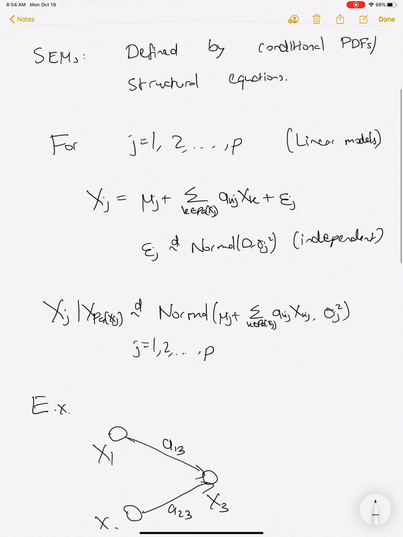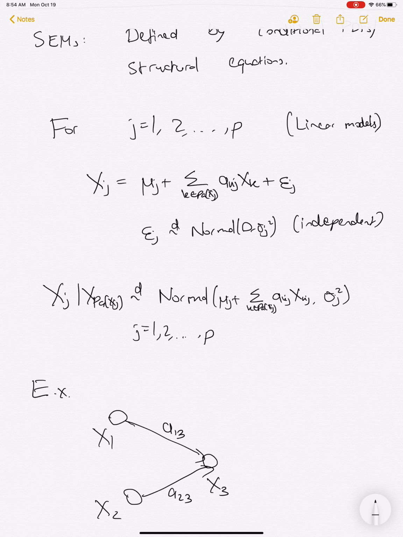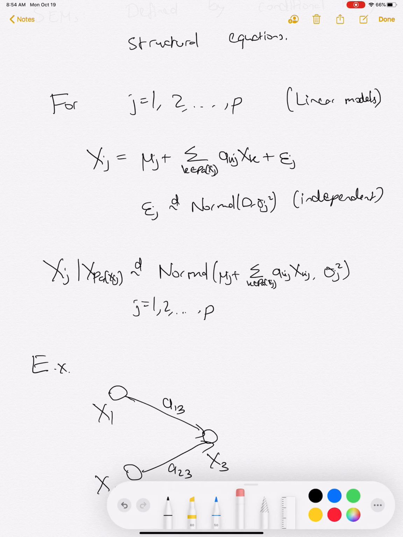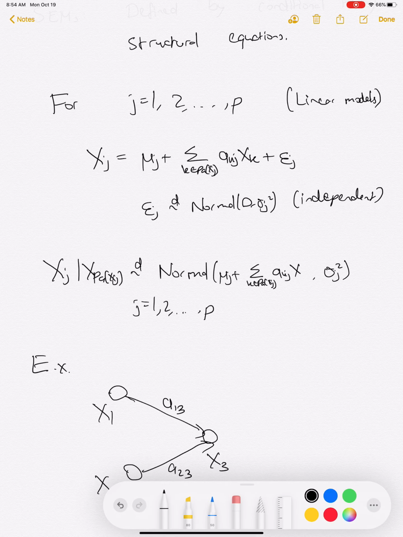And you can also think about it, as I mentioned, through conditional distributions. So xj given x parents of xj: we're defining in some sense the conditional distribution of each xj given its parents, which is another way to define directed acyclic graphs, as we saw, because it's the product of those different conditionals. Then this is going to be normal with the mean of mu j plus the terms due to the parents, so this is a_kj times xk, and then with variance of sigma j squared, j equals 1 to p.